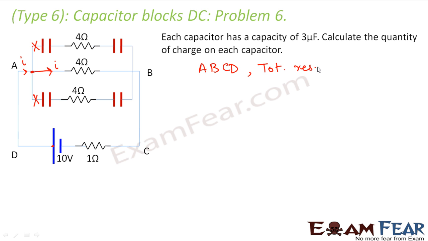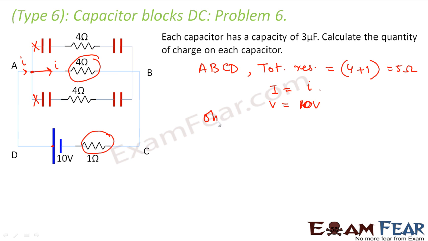So in ABCD, the total resistance is 4 plus 1 ohm, because this is one resistance and this is another resistance. So the total resistance in ABCD is 5 ohms. And what is the total current flowing through this circuit? That is I, which we don't know, so we will calculate. The voltage is 10 volts. According to Ohm's law, the current will be equal to voltage divided by resistance, that is 10 by 5, which is equal to 2 amperes. That means 2 amperes of current flows through this circuit.